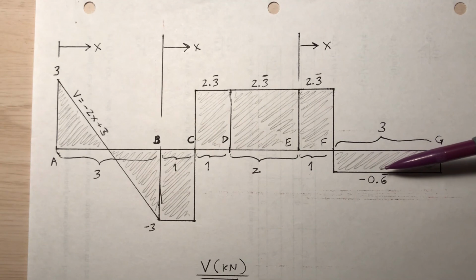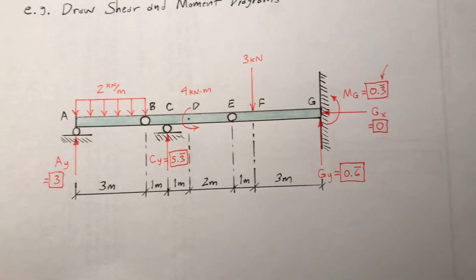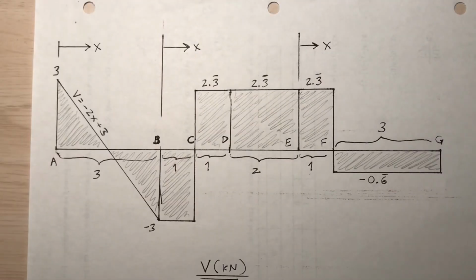It remains at -2/3 kilonewtons until I get to point G, and then you jump up 2/3 kilonewtons. Notice that the reaction at the right side is 2/3, so I think my arithmetic is correct. How does that look? Is that okay? So that's my shear diagram.